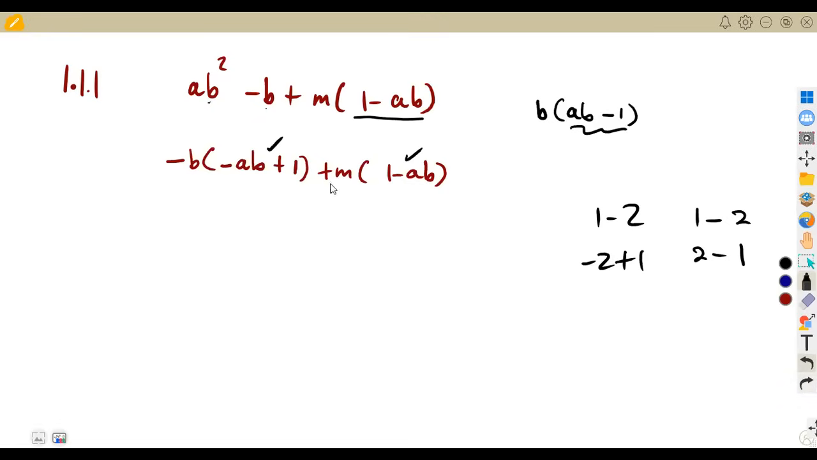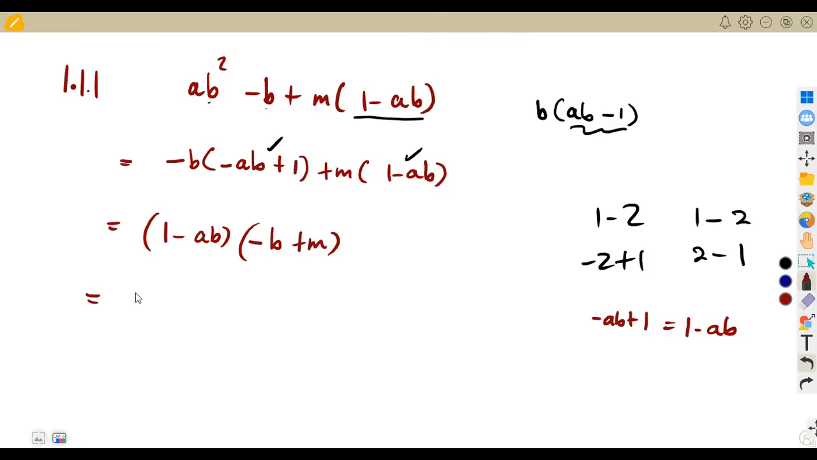If these two brackets are the same, we are going to factor out the common bracket, which is 1 minus AB, because to write minus AB plus 1 and to write 1 minus AB is the same. Here I'm going to remain with a negative B, and here a positive M. Remember, if you factor out the common bracket, you have to divide by that common bracket. So we're going to have 1 minus AB into M minus B, which is one and the same thing as this part.